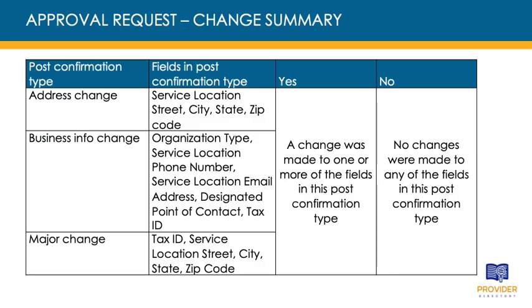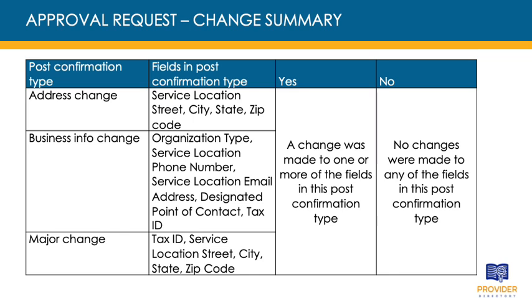In the top section of the Approval Request screen are 3 fields that provide a short summary of the case. After the original confirmation, that is the first submission in the provider directory, is submitted and the case or request item is closed, these fields report changes made in the active case. So if you see yes in the post-confirmation type address change field, that means the service provider made a change to one or more of the following fields: service location, street, city, state, zip code.